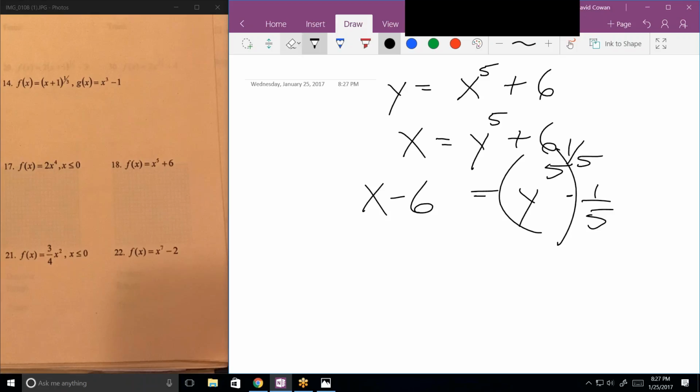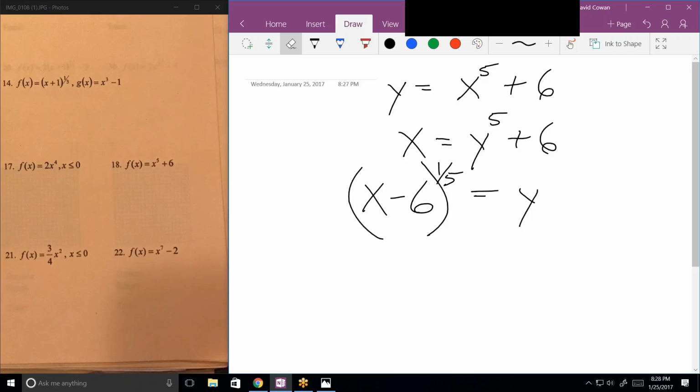Remember, we're trying to get it down to just y. If I multiply by 1/5, it would not turn into y. Whereas if I exponentiate by 1/5, it does turn into y. And you do not have to put plus or minus here. This is your inverse function. And that's your answer.